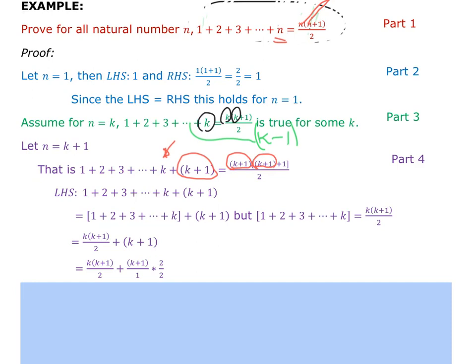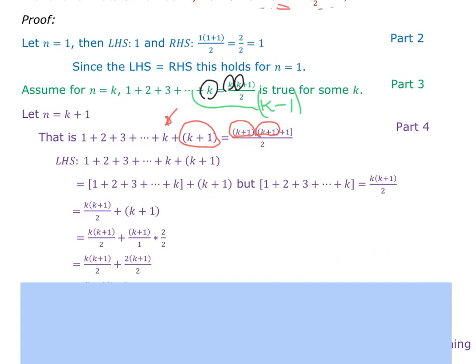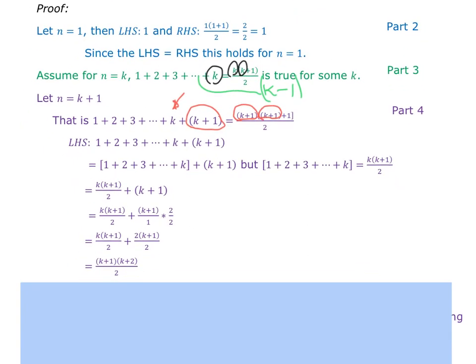Now what we're going to do on the next step is make a common denominator. I'm going to take the k plus 1, which is all over 1, and put it over 2, and the way I do that is I multiply the numerator and denominator by 2. That way I can go ahead and add them. So now I have k plus 1 times k over 2, and then I have 2 times k plus 1 divided by 2. These now have a common denominator, so I can add them. So I end up with k plus 1 times k plus 2 all over 2.